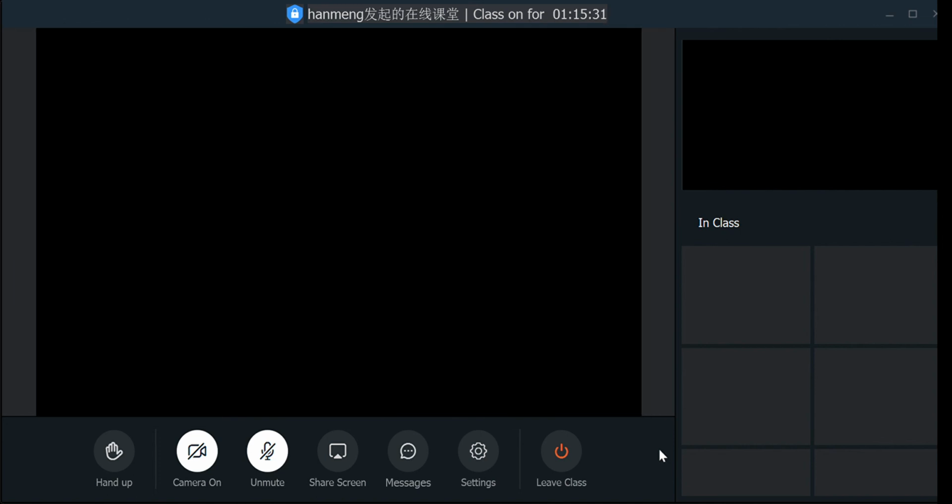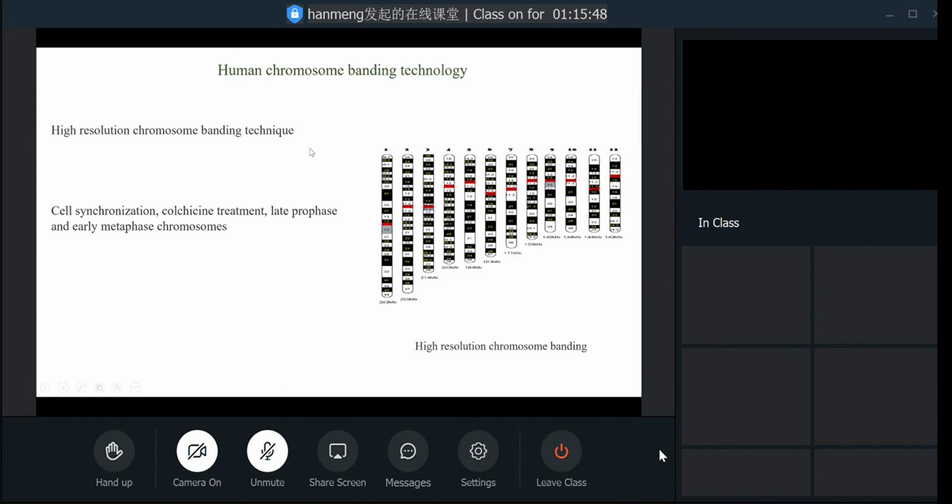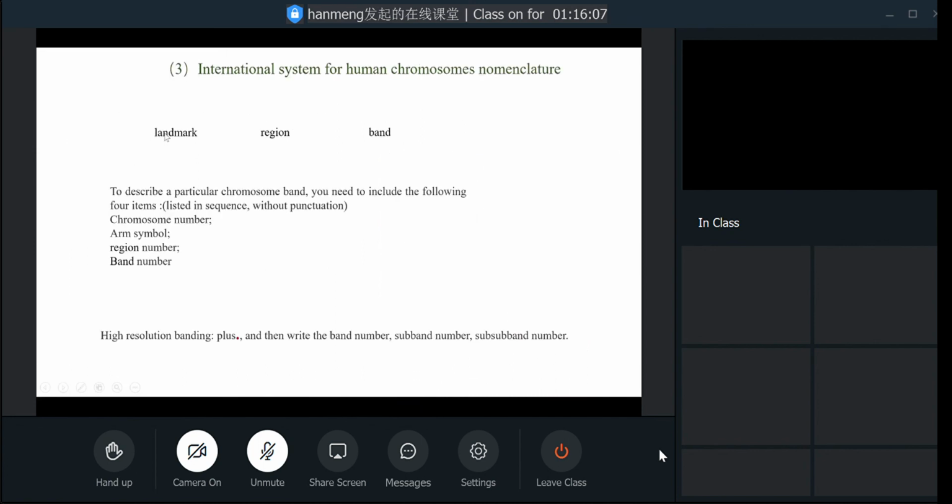Finally, we will learn the international system for human chromosome nomenclature. In the high resolution chromosome, you can see there are many regions on the chromosome with some numbers named. So how to name these regions? Here, we will learn. It has some landmarks, the region and the band.